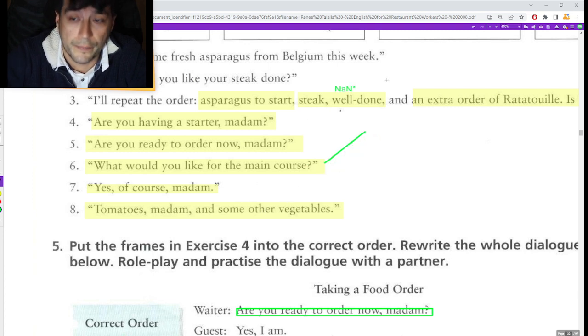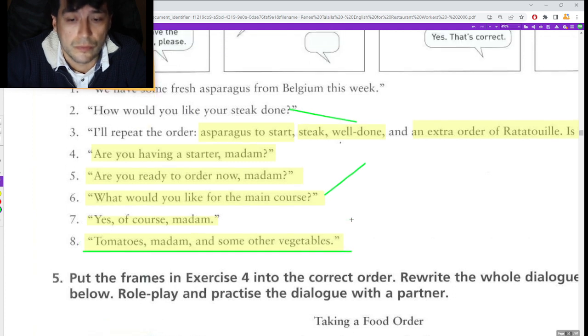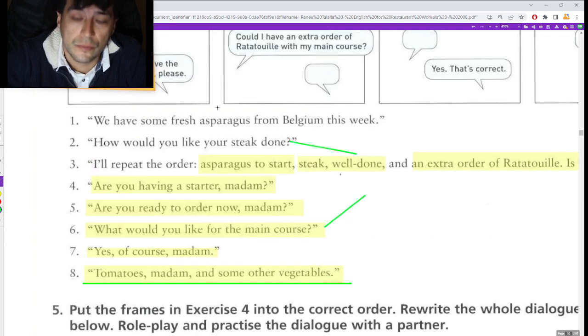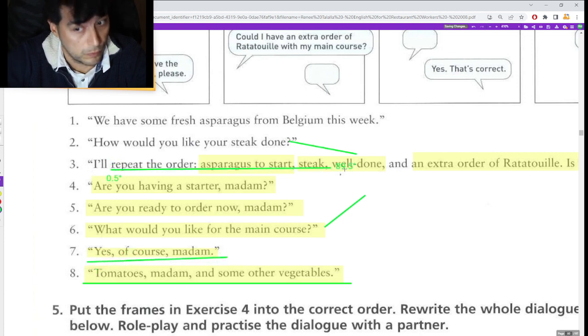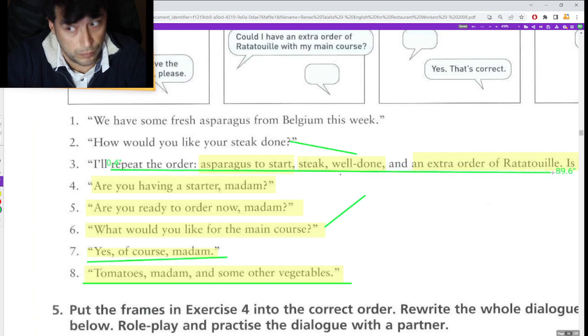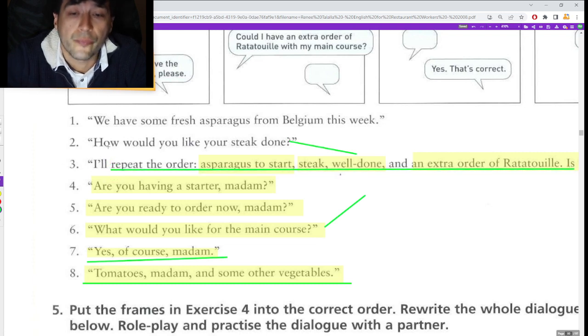How would you like your steak done? Well done, please. What is the main ingredient in ratatouille? Tomatoes, madam, and some other vegetables. Could I have an extra order of ratatouille with my main course? Yes, of course, madam. I'll repeat the order. Asparagus to start, steak well done, and an extra order of ratatouille. Is that right? Yes, that's correct.